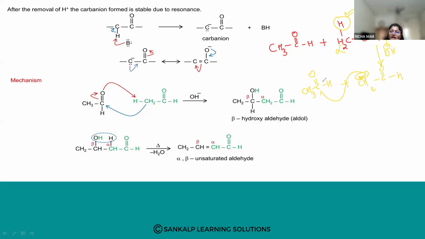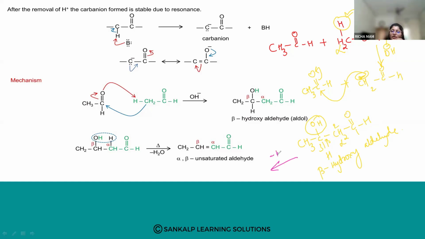This will attack the carbonyl carbon, and it will get polarized. What am I going to get? CH3CH(OH)CH2CHO. This is alpha, beta. So beta hydroxy aldehyde. Numbering 1, 2, 3, it is 3-hydroxybutanal.